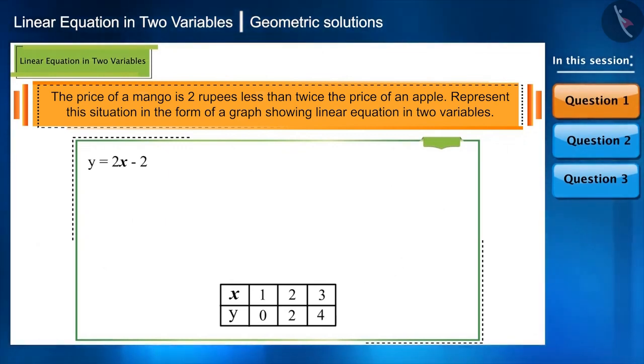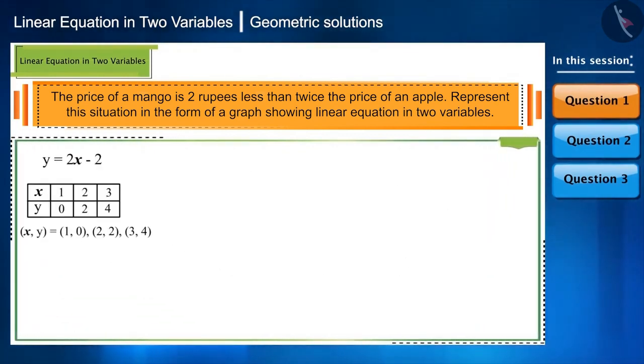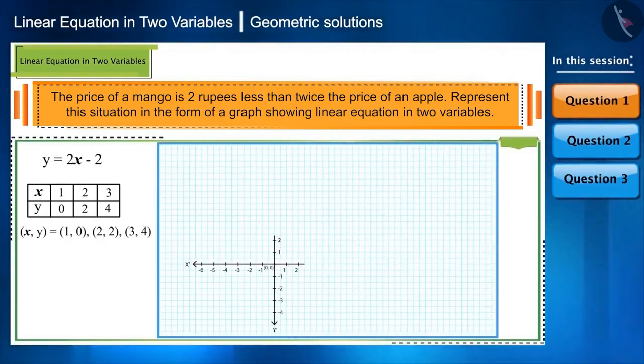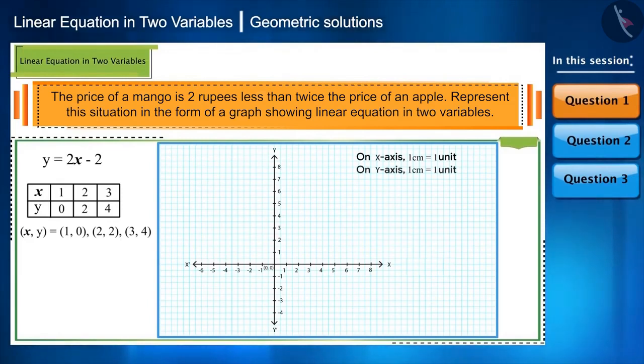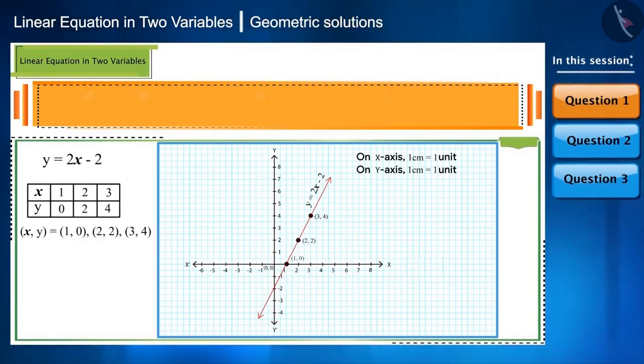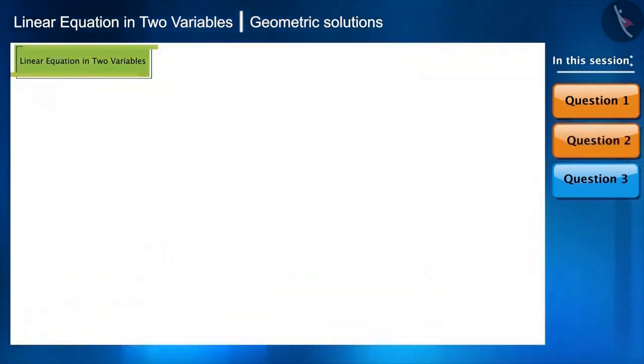Now, without wasting much time, let's draw a graph with the help of these 3 coordinate points. First, mark the units on the x and y axis. Plot all 3 coordinate points. Now draw a line through these points. And this will be the graph of the equation y is equal to 2x minus 2. Now, let's look at the next question.